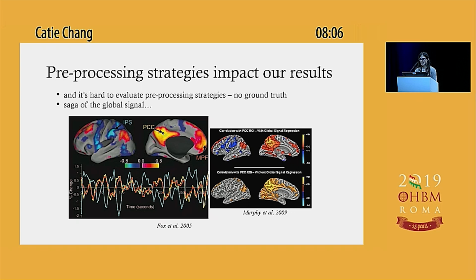But then how do we know if we should use global signal regression or not? This is still something that is kind of open. On the one hand, it might be too aggressive and artificially introduce negative correlations.